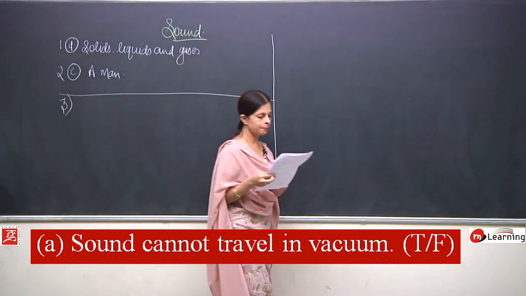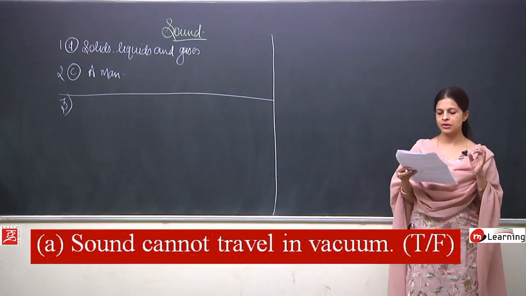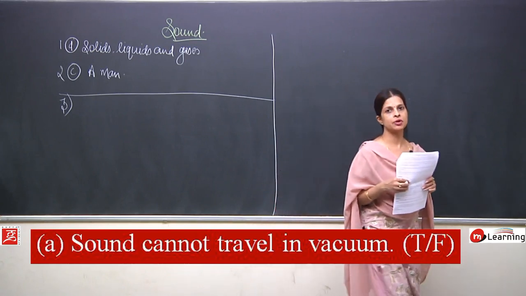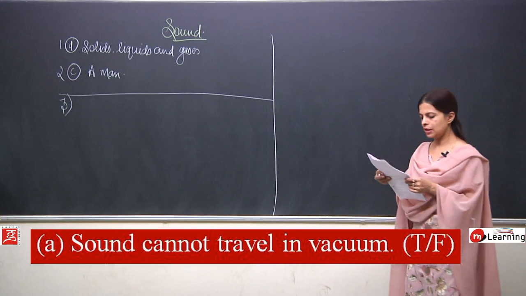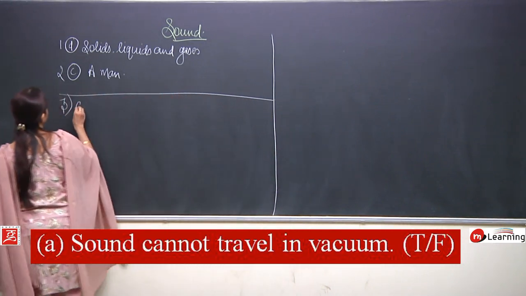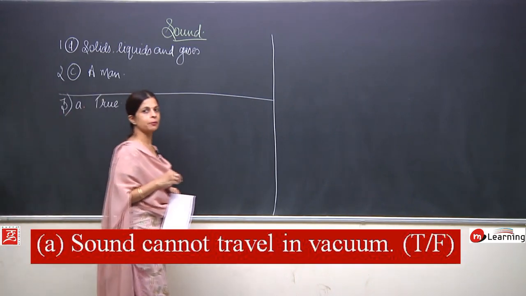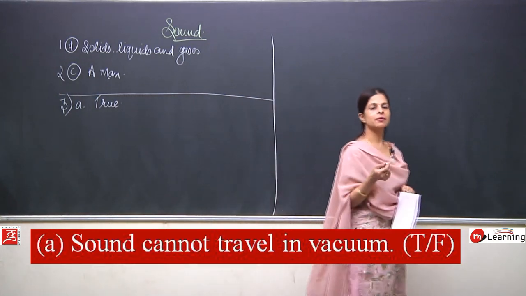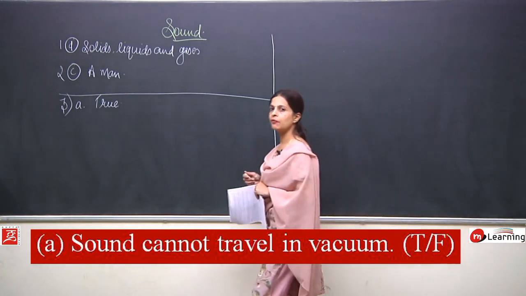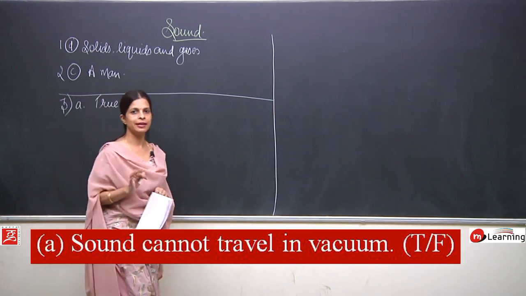In 3, I am reading A: Sound cannot travel in vacuum. Again I will read, children. Sound cannot travel in vacuum. Just now we discussed, isn't it? And just now I told that sound needs a medium to travel. It cannot travel in vacuum. So it will be the correct statement, and so A is true. Light can travel in vacuum, isn't it? In one of the chapters we will be reading about light also. When we talk about sound, it cannot travel in vacuum, it needs a medium to travel. Either it can be solid or liquid or gas.